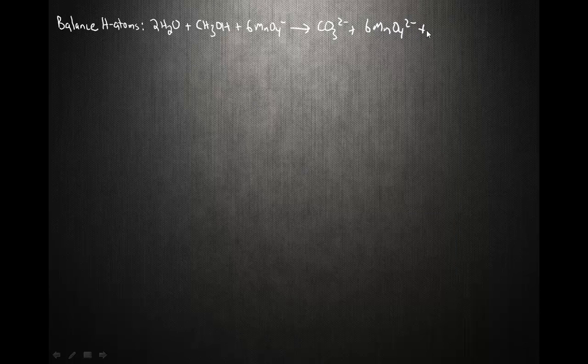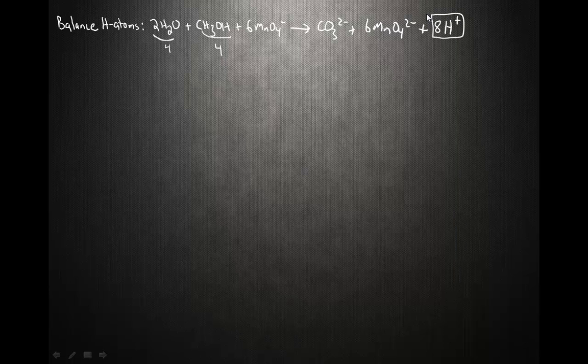So I need to add some H pluses here to balance my H atoms. Now, the mistake that some people make is they only look at the waters. I've added 2 waters, so that means I need to put 4 H pluses right here. But that's not right. You have to be careful. You want to take into account all of the H's on the reactant side. So I've got 4 here. I'll write that down. 4 there and 4 here for a total of 8. So I need to add 8 H pluses.